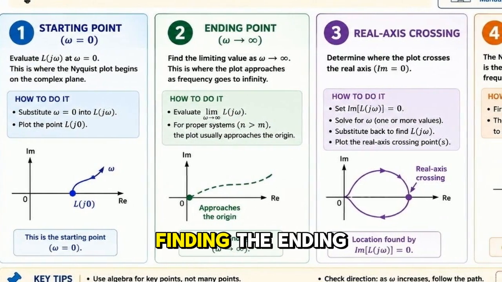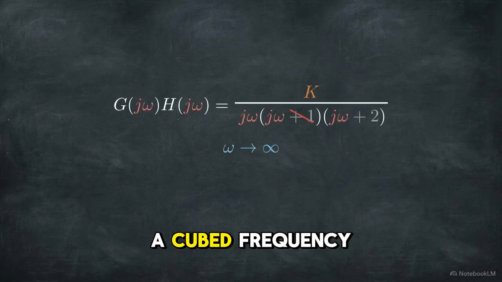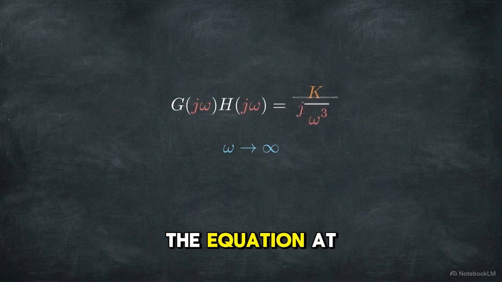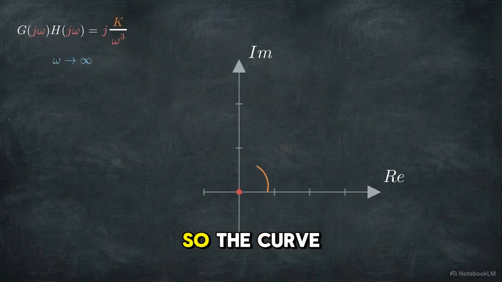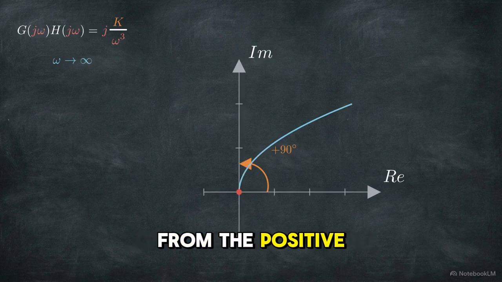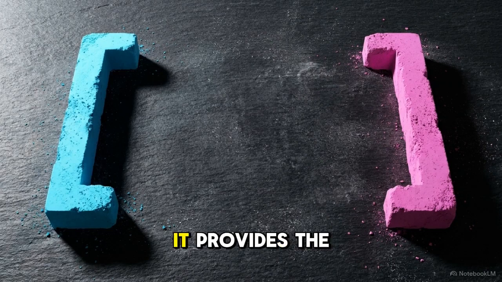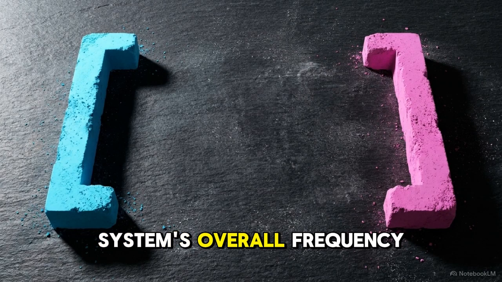Step 2 is finding the ending point by evaluating the equation's limit as the frequency approaches infinity. Because we have a cubed frequency term in the denominator, it completely dominates the equation at high values. This forces the entire function to 0, so the curve approaches the origin from the positive 90-degree direction. Knowing precisely where the open-loop curve begins and terminates provides the indispensable physical boundaries for mapping the system's overall frequency behavior.